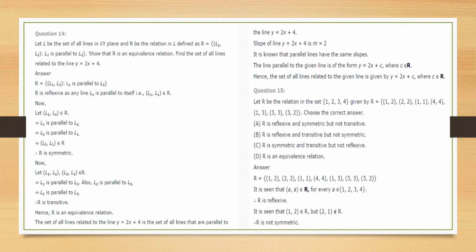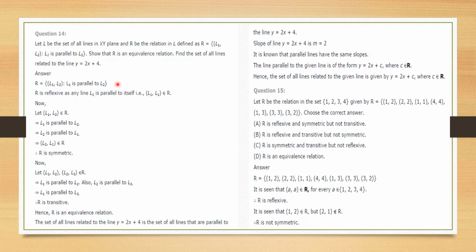Question number 14 of your NCERT says: L is the set of all lines in the XY plane, and R is the relation in L defined by L1, L2 such that L1 is parallel to L2. You have to show R is an equivalence relation, and find the set of all lines related to the line y equals 2x plus 4. Let us start checking the equivalence nature. R is this relation: L1 and L2 are two lines such that L1 is parallel to L2.